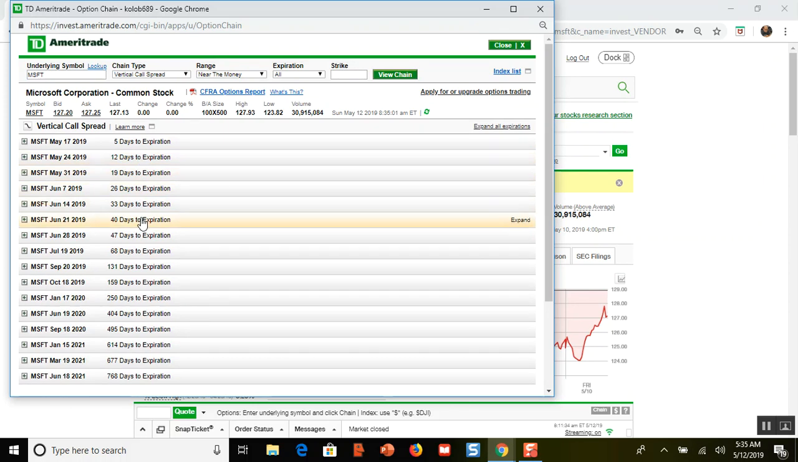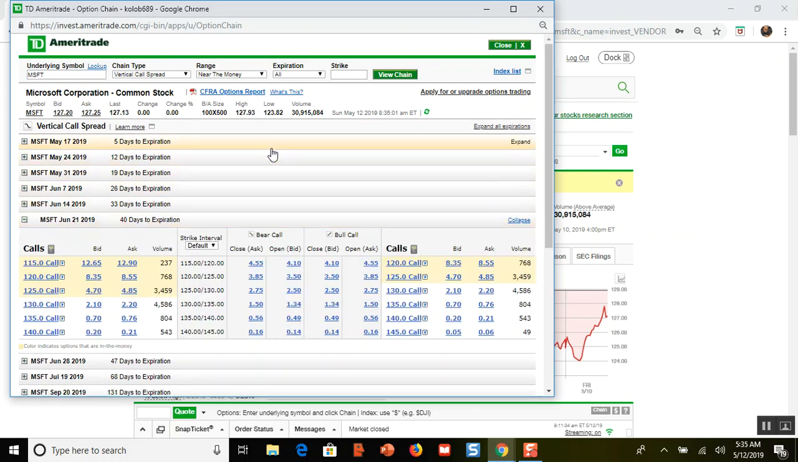And so let's say we went out 40 days. And so here it shows bear call, and here it shows bull call, right? So if I had been doing bull calls, then I would not be in the situation that I'm in right now. But I did these diagonal spreads, and I was buying these long-term LEAPS and selling these short-term calls, and that's why I had trouble.